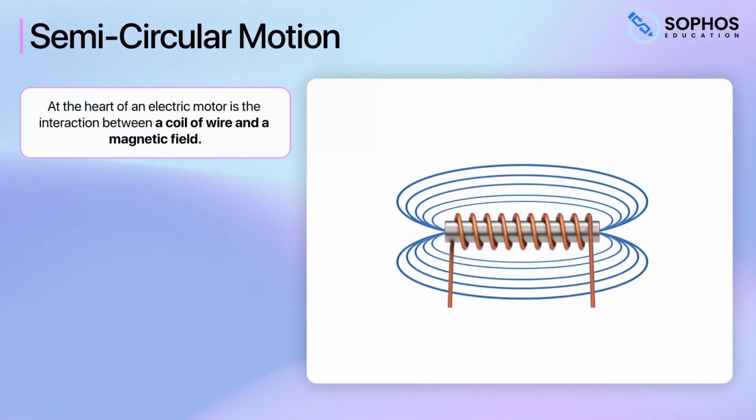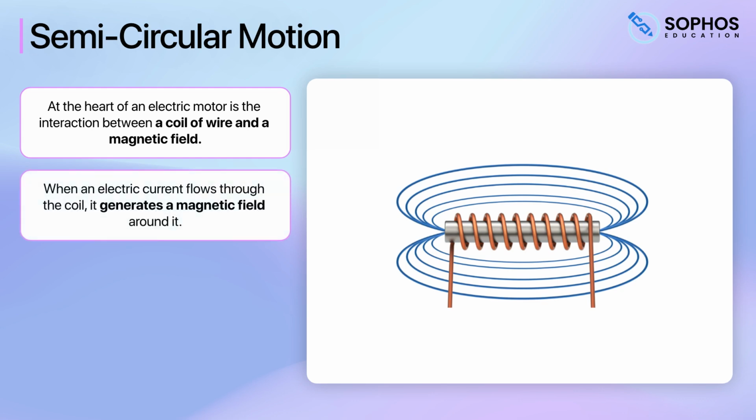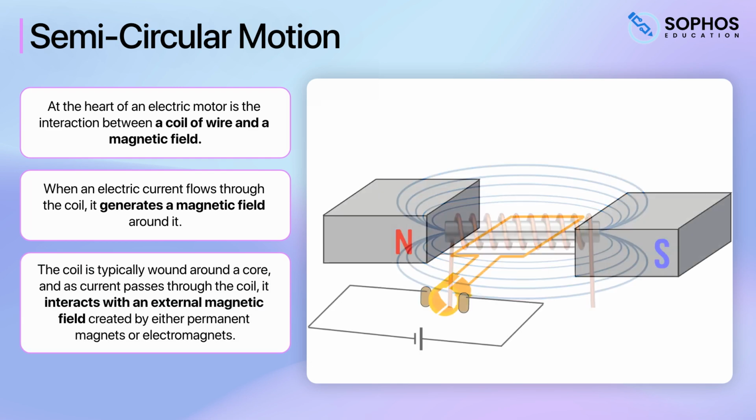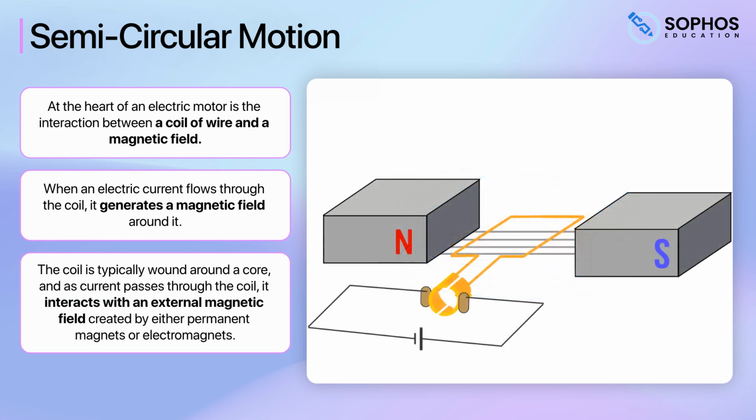At the heart of an electric motor is the interaction between a coil of wire and a magnetic field. When an electric current flows through the coil, it generates a magnetic field around it. This is a critical phenomenon that plays a significant role in the operation of the motor. The coil is typically wound around a core, and as current passes through the coil, it interacts with an external magnetic field created by either permanent magnets or electromagnets.